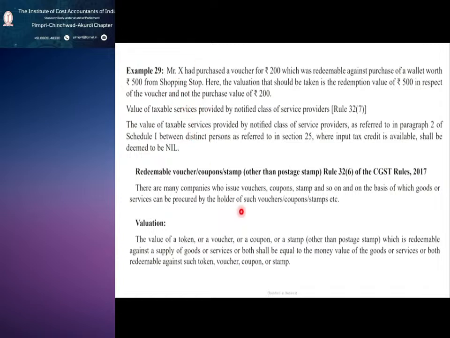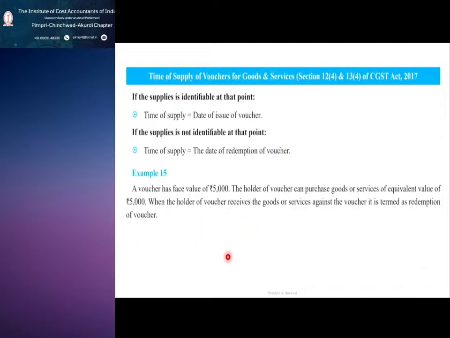Mr. X had purchased a voucher for 200 rupees, redeemable against purchase of a wallet worth 500 from a shopping store. Here the valuation should be taken as the redemption value of 500 in respect of the voucher and not the purchase value of 200. Next is the value of taxable services provided by notified class of service providers, 32(7). Wait, I'll show you some easy examples.